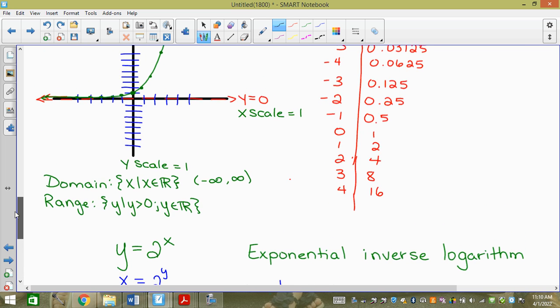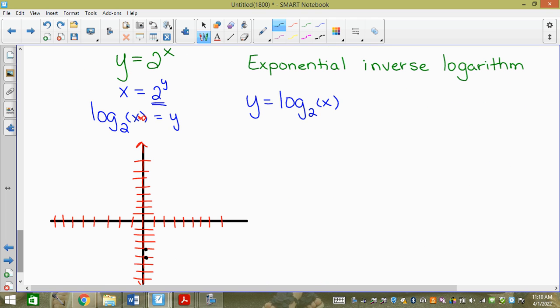Then I have -3 and 0.125. Now it's going to be 0.125 and -3. Then a quarter and -2. Then a half and -1. And then 0 and 1 becomes 1 and 0, even though this is not being noticeable.